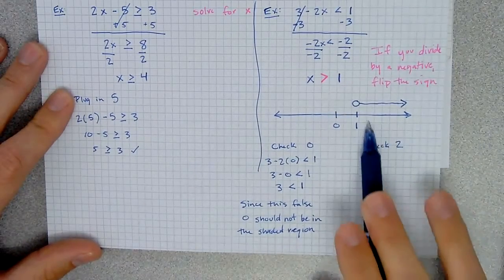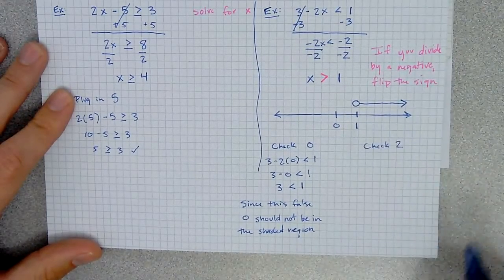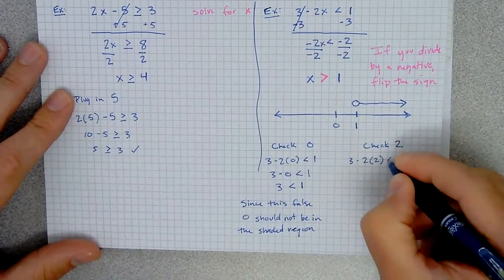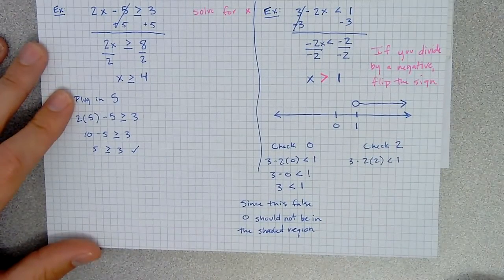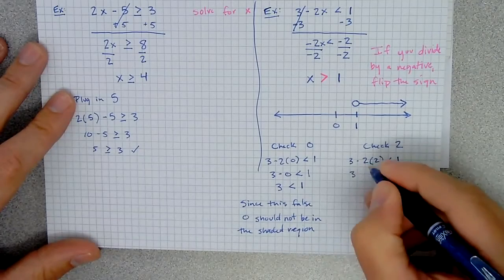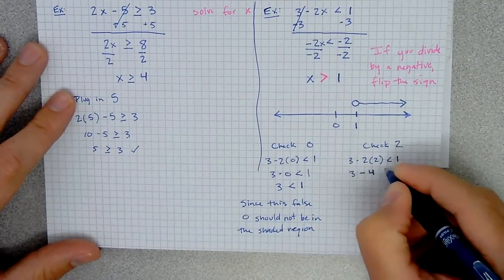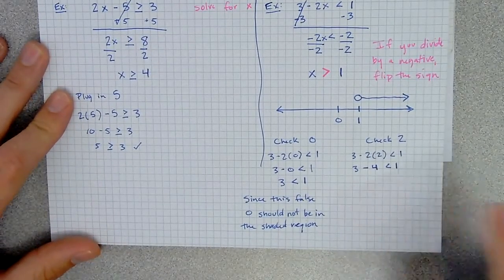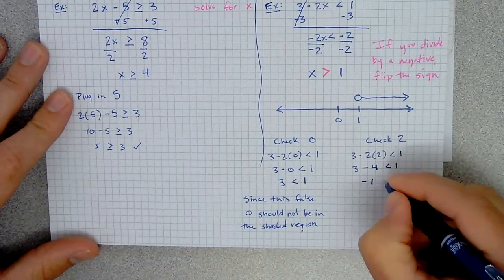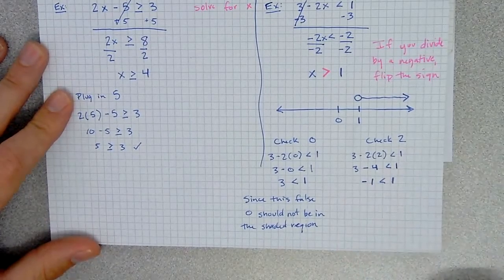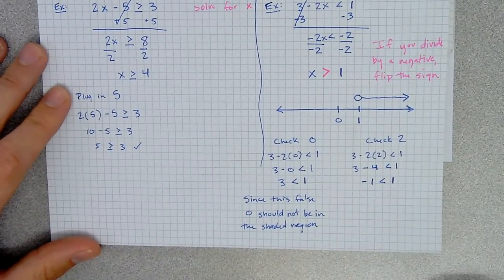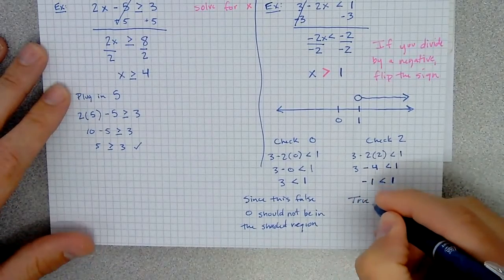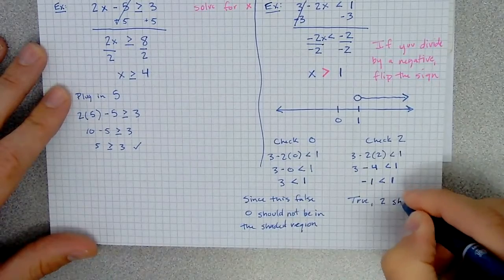Okay, 2 is over here, so it is in the shaded region. So when I plug that in, I should get a true statement. Plug in 2. 2 times 2 is 4. 3 minus 4 is -1. Is -1 less than +1? Yeah. So since that's true, 2 should be in the shaded region.